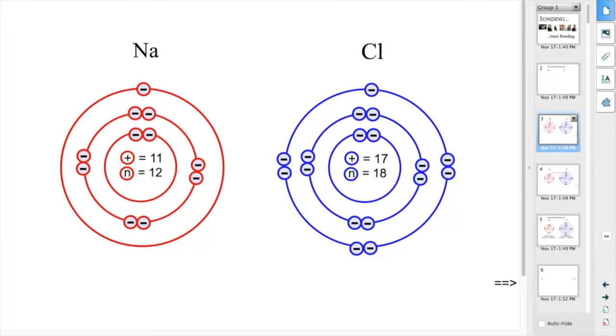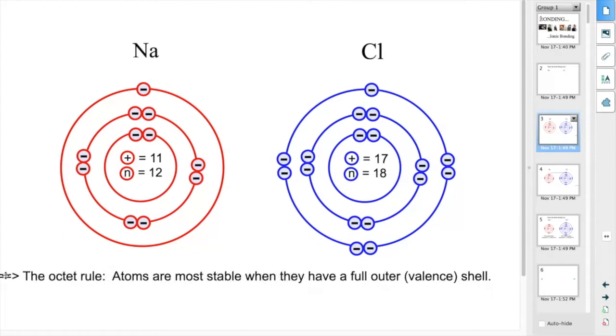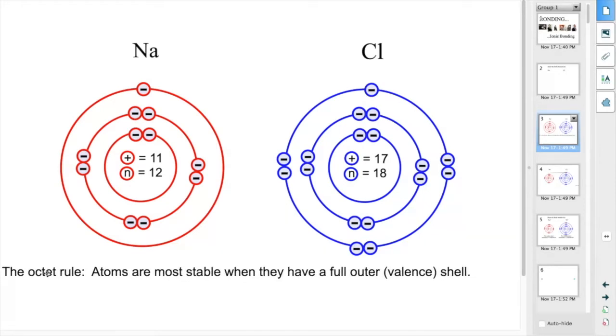But of course, it's not stable. The chlorine is saying, oh no, I'm really unstable. If only I had 1 electron, if only somewhere I could get an electron from. And of course, this is a throwback to the octet rule that tells you that atoms are most stable when they have a full outside valence shell.